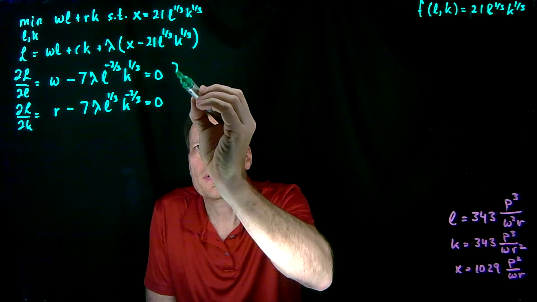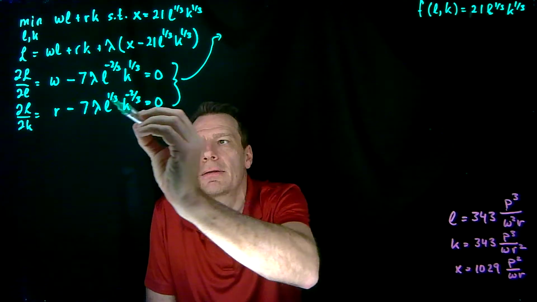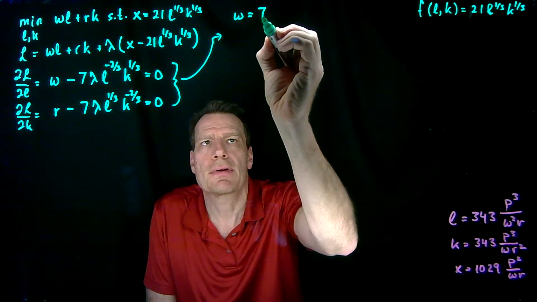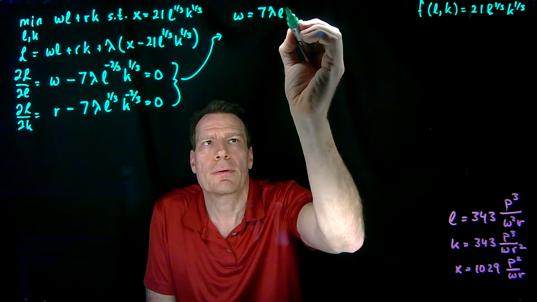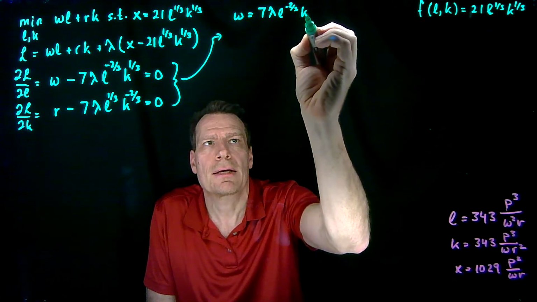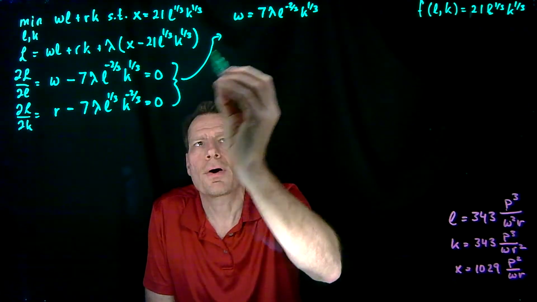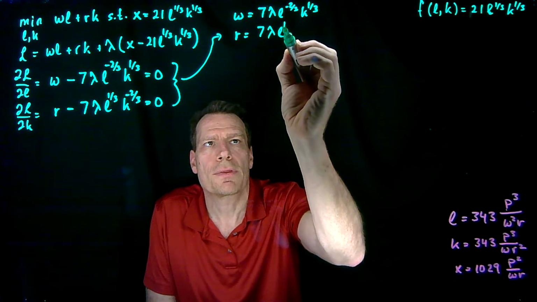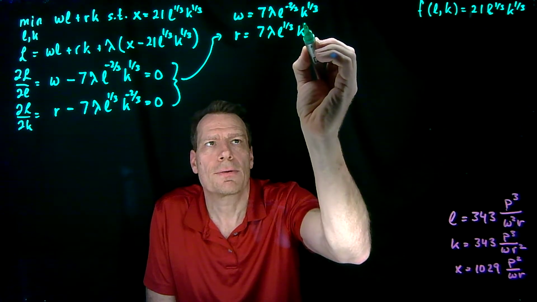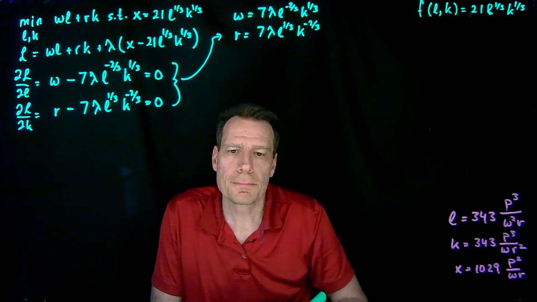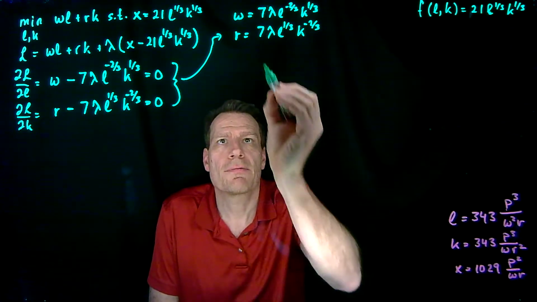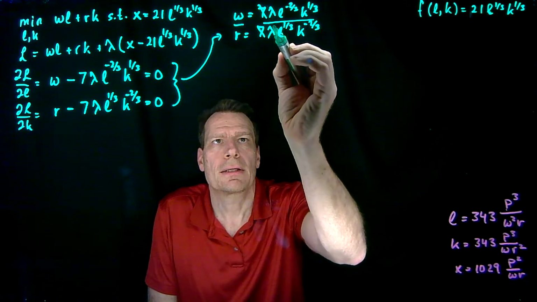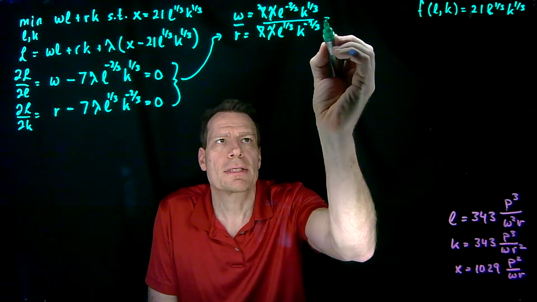We'll then take these two equations and move the negative terms to the other side. So that gives us W is equal to 7 times lambda L to the minus 2/3 K to the 1/3. And R is equal to 7 times lambda L to the 1/3 K to the minus 2/3. Now to get rid of the lambda, we just divide the two equations by each other. And the 7's will cancel, and the lambda will cancel. And we can simplify this.